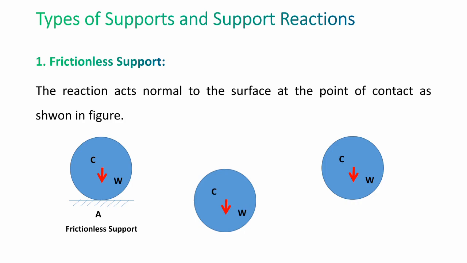So I remove that support and show it with the reaction forces. This is the force RA generated from the frictionless support in the upward direction, opposite to the weight. The weight of that sphere is equal to the reaction force generated from the horizontal surface. If you want to keep these bodies in equilibrium, the forces must act in the same line of action. So W is equal to RA.